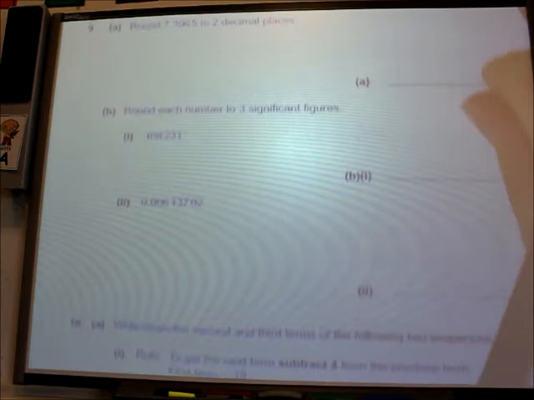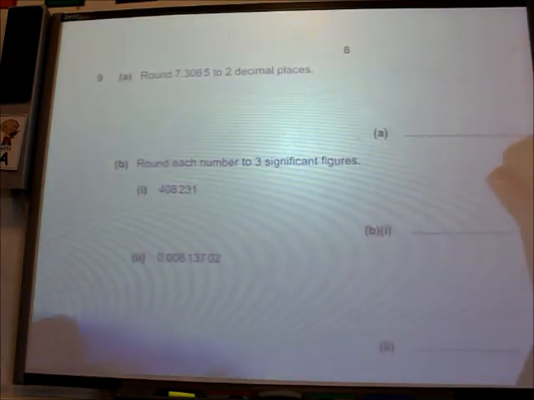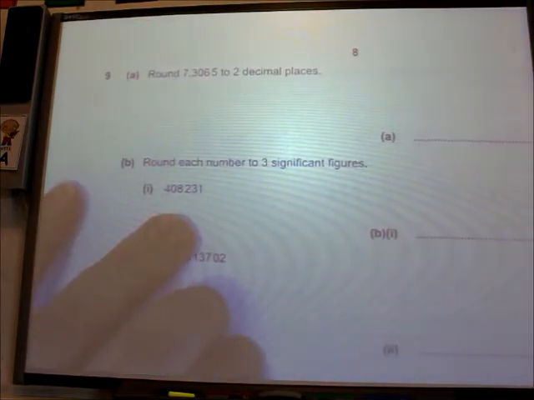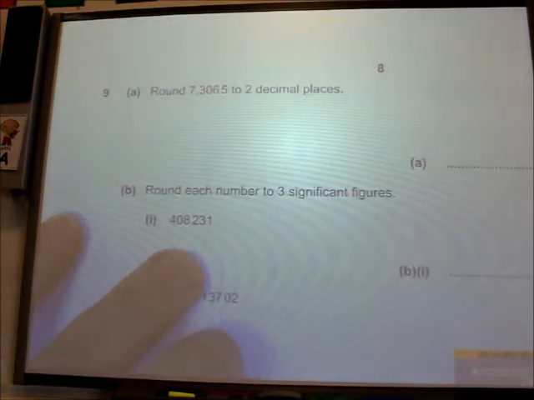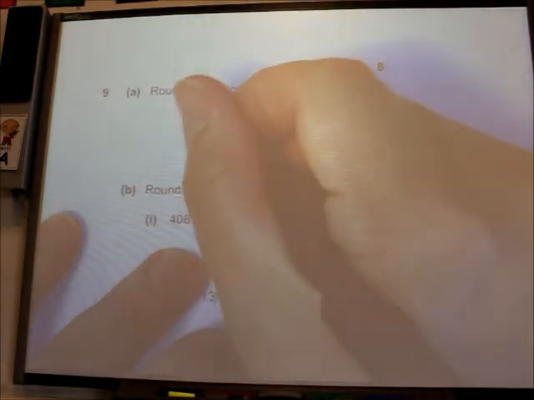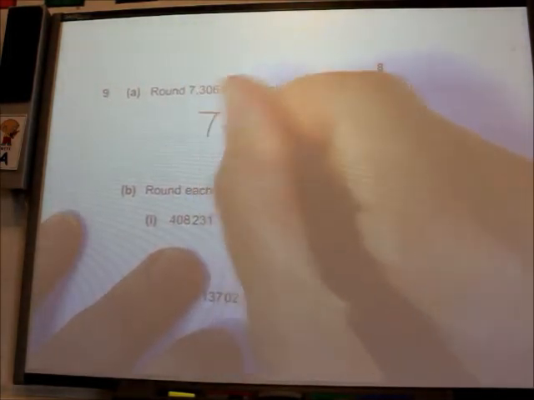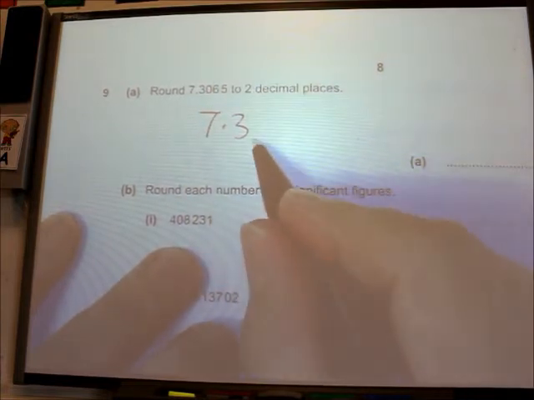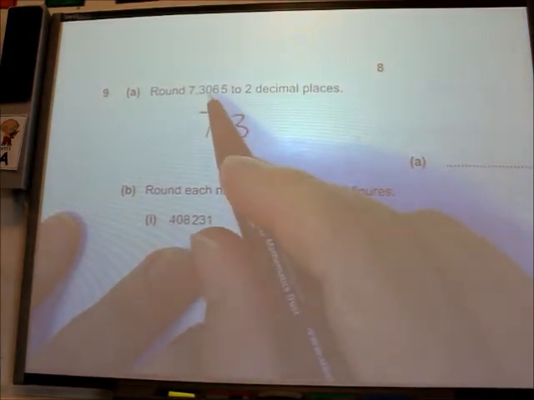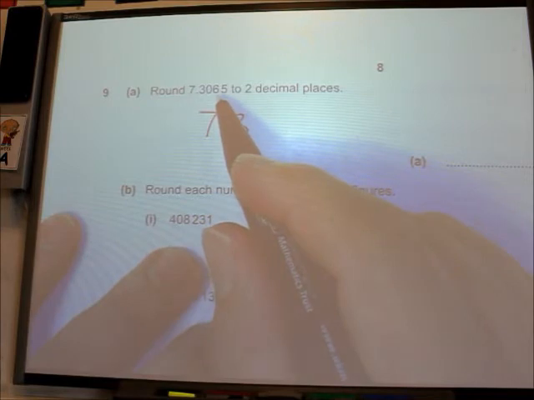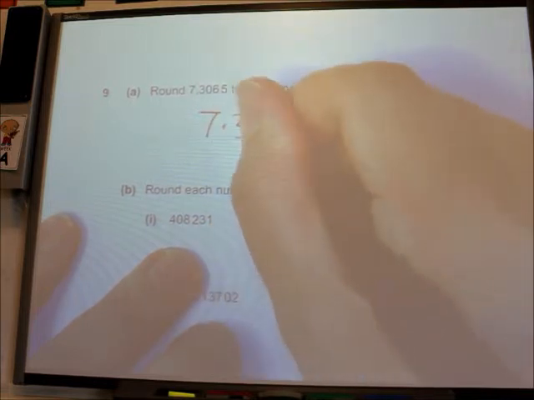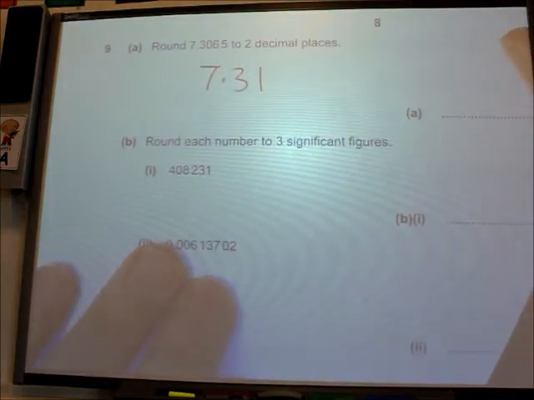Okay, question number 9. A bit of rounding. Round 7.3065 to 2 decimal places. So that's going to become 7.3. Right, at the moment it's 0. So look what's after the 0. Will that round up a 0 to be 1? Yes, it will, because it is 5 or higher. So 7.31 is your answer to that.